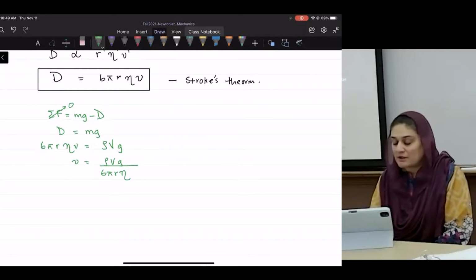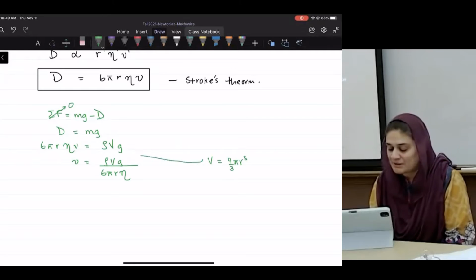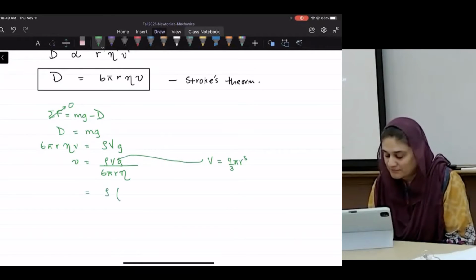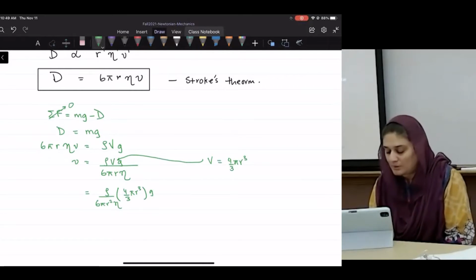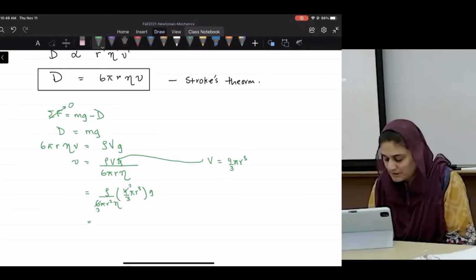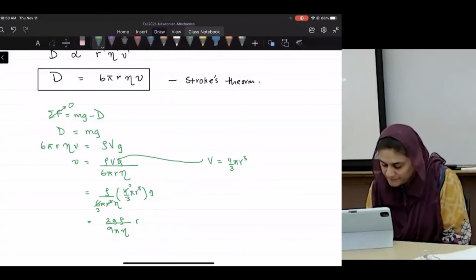And if I talk about a sphere, what's the volume of a sphere? May I plug that into here? What will I get? Rho 4/3 pi r cubed g divided by 6 pi r squared eta, or 2 over 9 pi r eta g. So I'm trying to put all the constants together. Rho and r. Wait, why did I get an r squared there? This should be just an r. I messed up. There should not be an r squared here. There should be an r here.